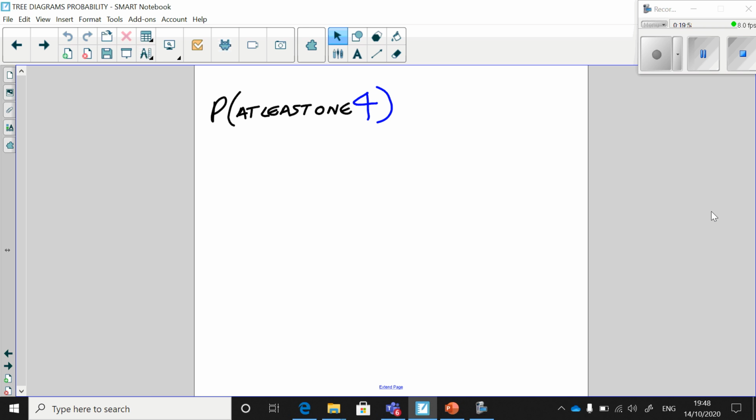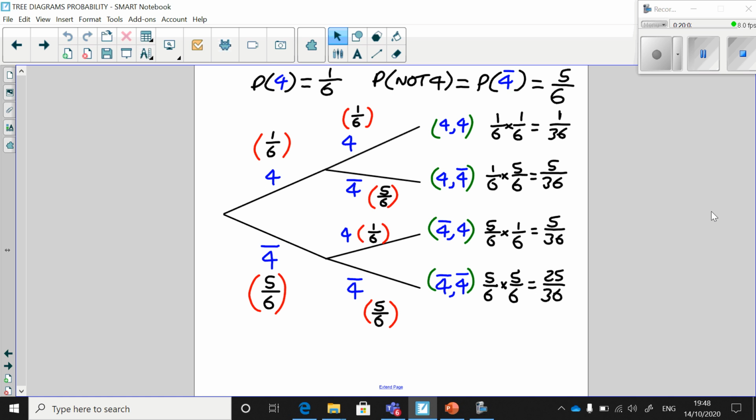At least 1 four. Well, at least 1 four might suggest more options. So up there, well, there's 2 4s there, but there's definitely at least one. Down below, I can see a 4 and not a 4, but definitely at least one 4. Downstairs again, there's a not a 4, but there is a 4 there. And the bottom one, well, they're both not 4s, so we don't count them. So we've actually got 3 options here, 3 possibilities.